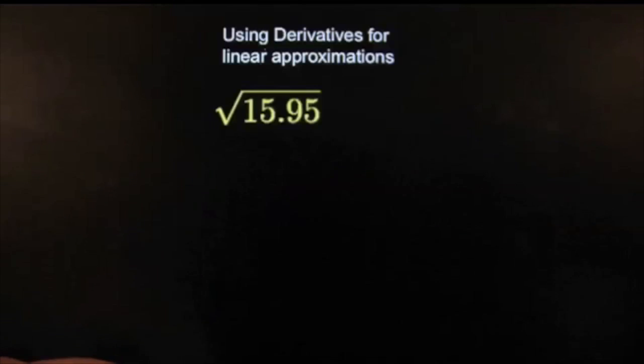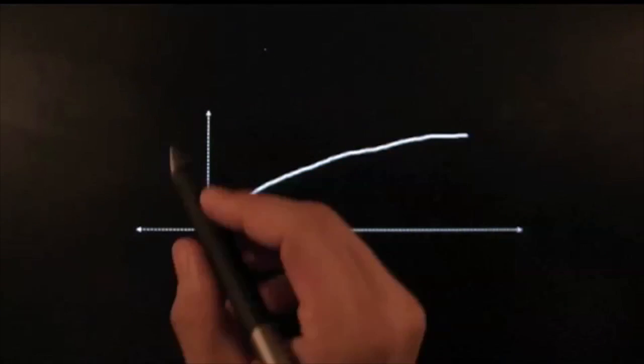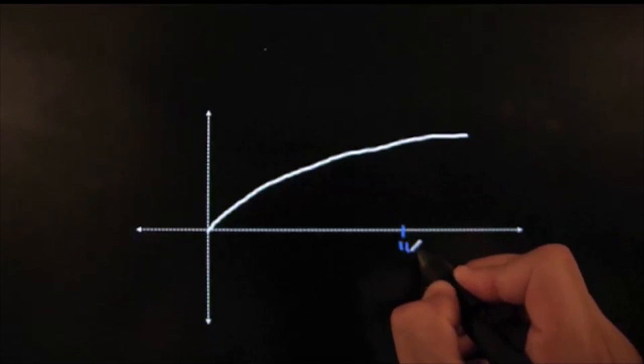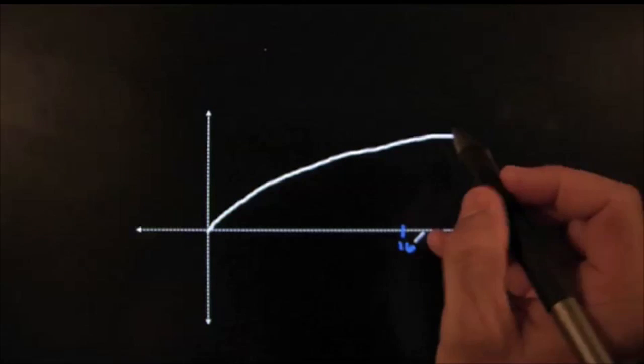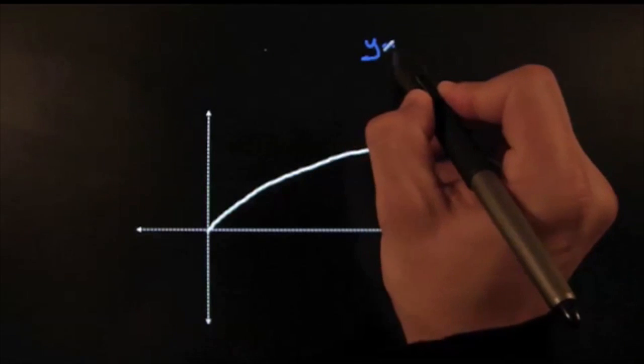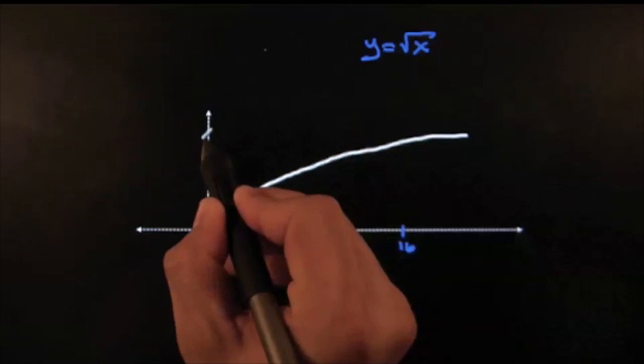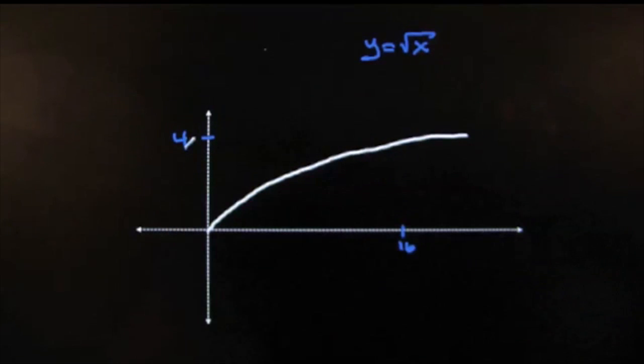And we'll do this one as well. So here's the similarity business. Suppose I go for the point 16. At 16, when the function is equal to the square root of x, if I plug in 16 here, I get that the y value is 4.